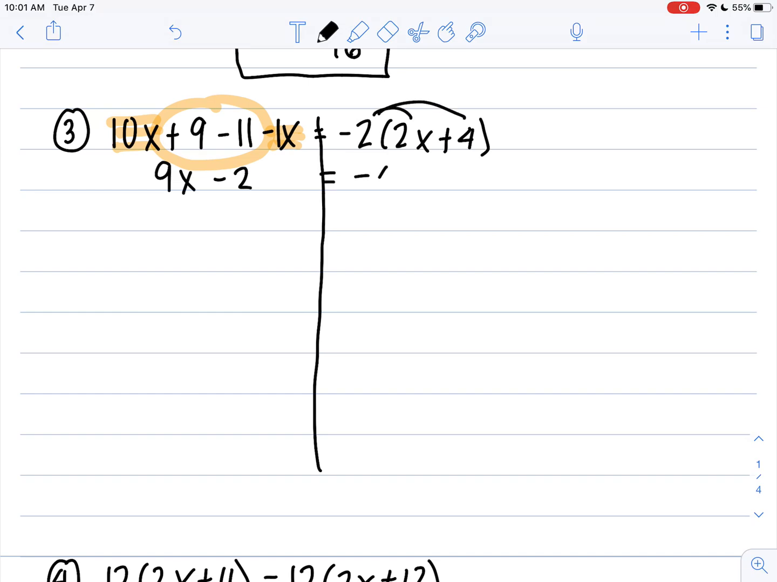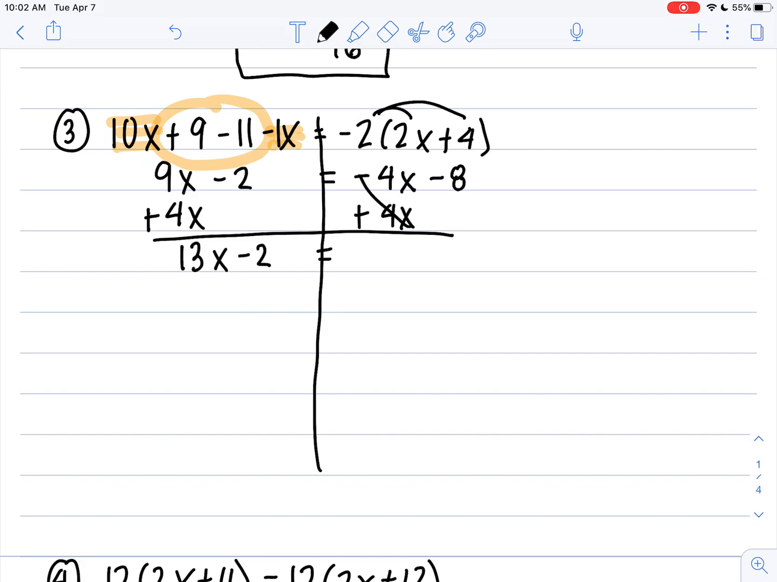So negative 2 times 2x, negative 4x. Negative 2 times 4 is negative 8. And then we can't keep simplifying over here, so we need to get the x's together. So I'm going to add 4x. So 9 plus 4 is 13x minus 2 equals negative 8, and then add 2.